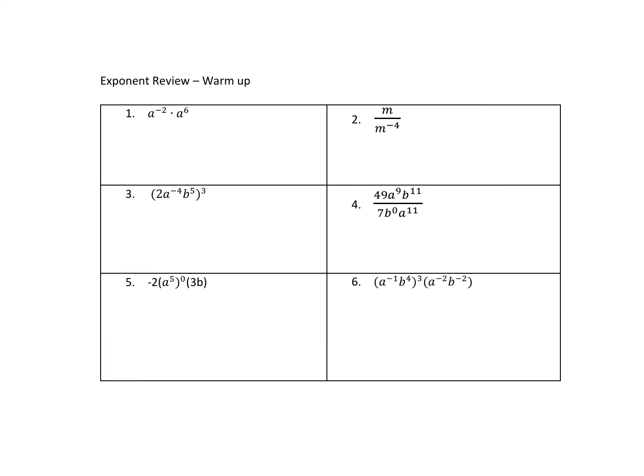Okay, so here are the solutions to our exponent warm-up. Here we've got two bases that are the same, so I'm going to add my exponents. So I get a to the fourth. Number 2, m to the negative fourth is in the wrong spot. It needs to move up to become positive. You can write this over 1 or skip the over 1, up to you. M to the first times m to the fourth is m to the fifth.